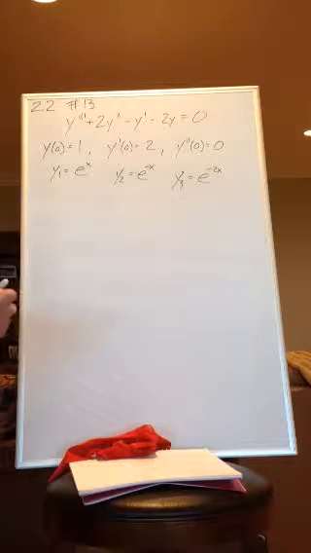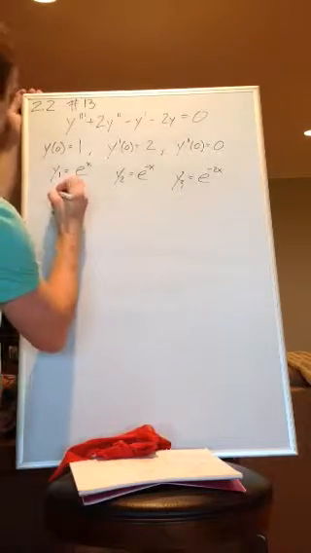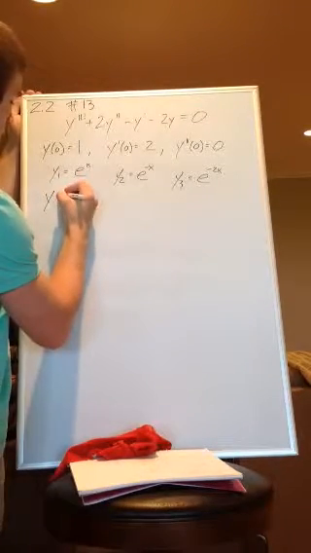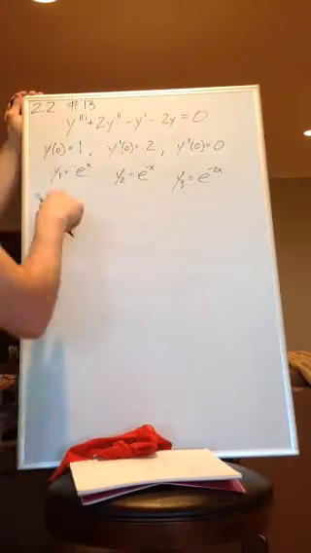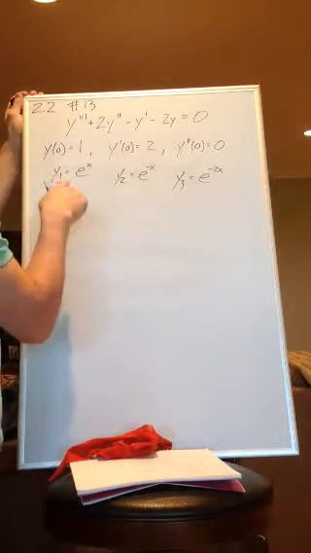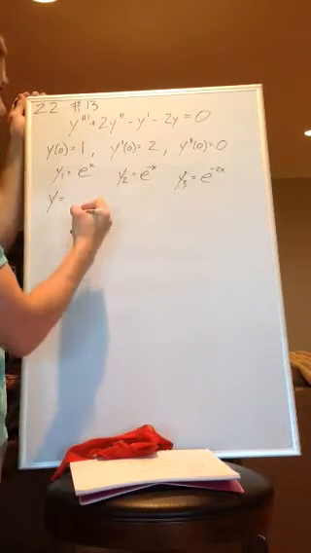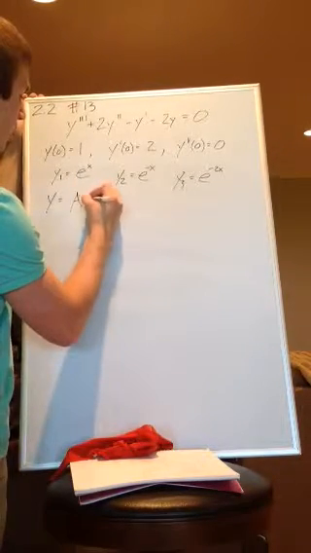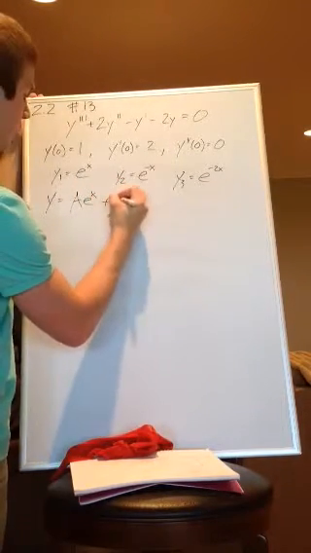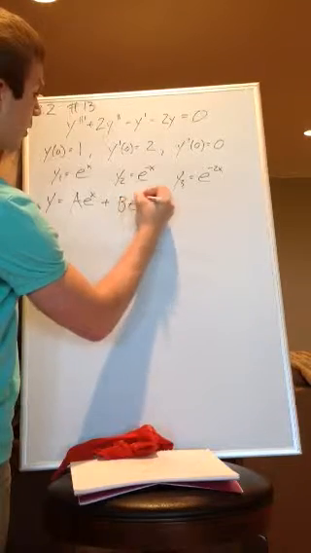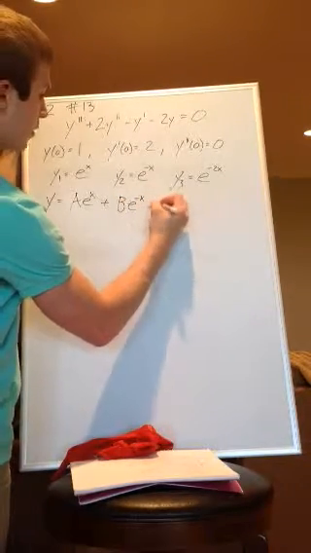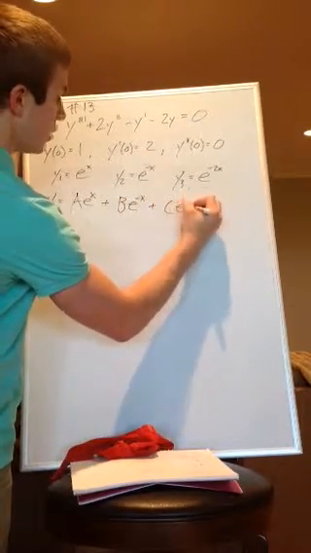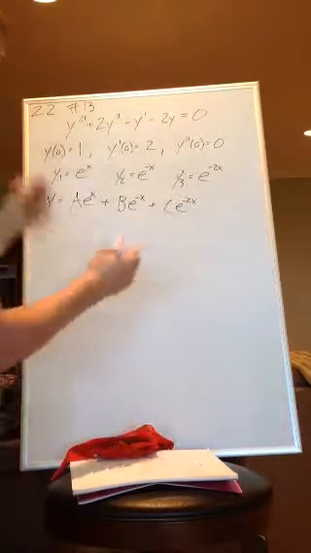Right away I'm going to put this into our solution form, which would be y is equal to, which would be our y1, so I'm going to use a, b, and c as my constants, so this will be a e to the x plus b e to the negative x plus c e to the negative 2x.